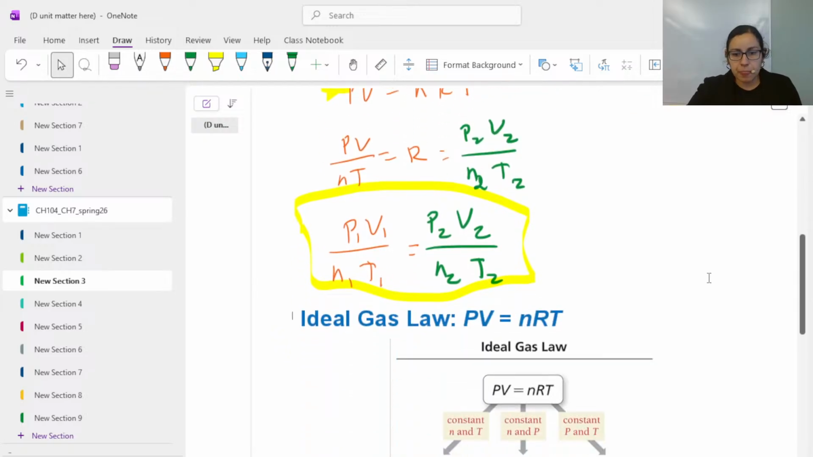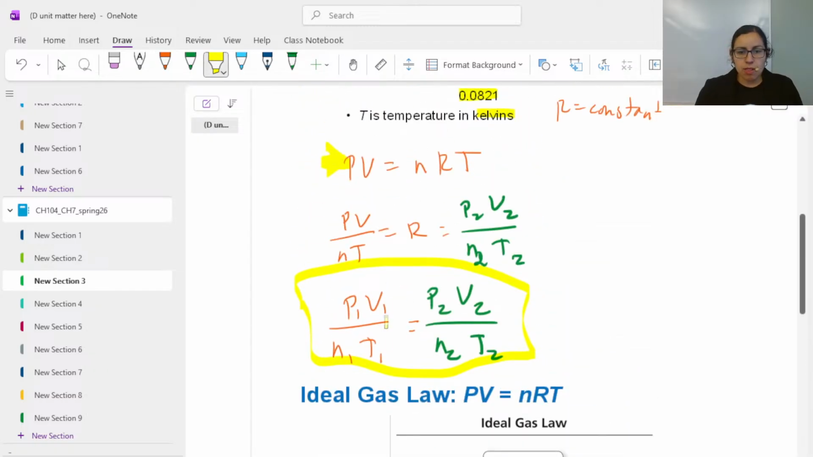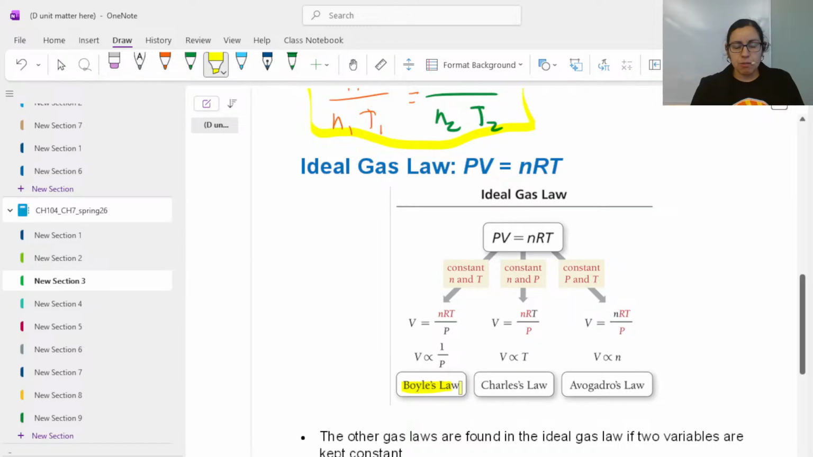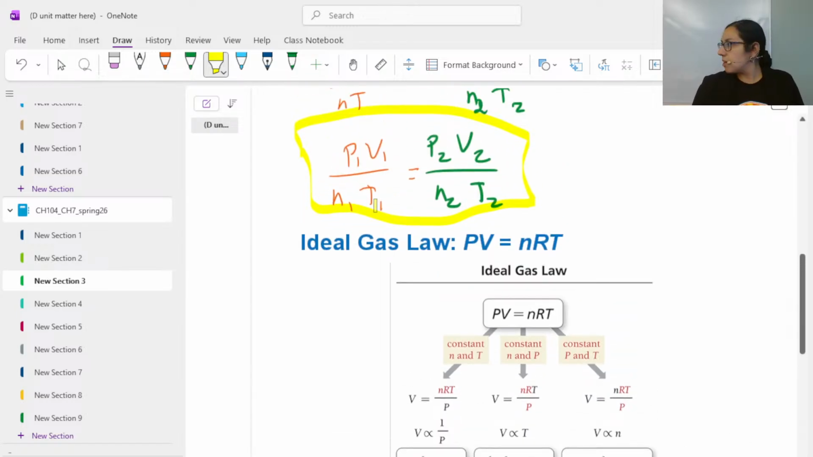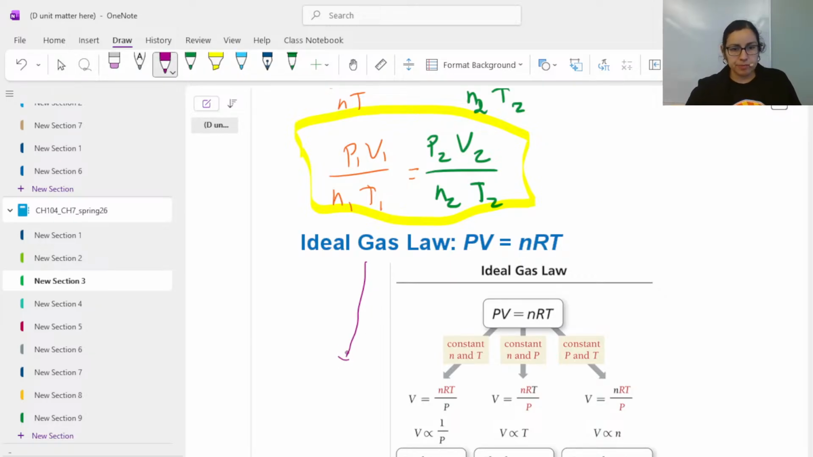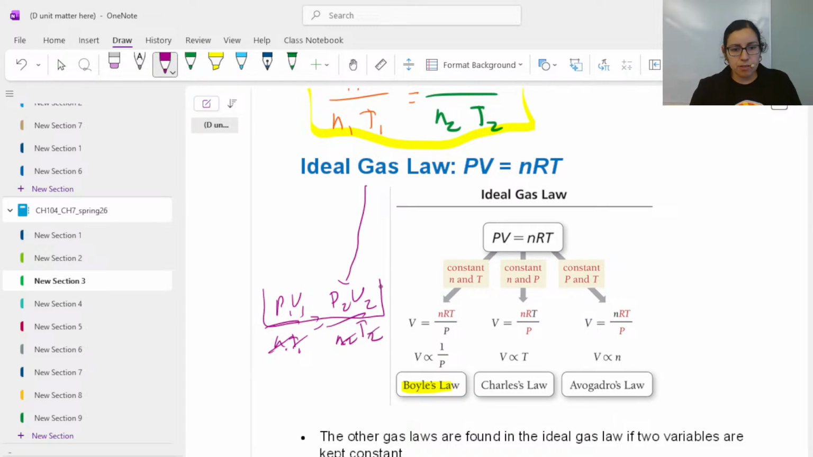That's all we need to know. What this is telling us is that we can take this relationship, P1V1 over n1T1 equals P2V2 over n2T2, and rederive all our simple relationships. We get back to Boyle's law by holding moles and temperature constant, so you can eliminate those same variables. Let me rewrite it. With Boyle's, we're holding moles and temperature constant, so that gives you P1V1 equals P2V2.